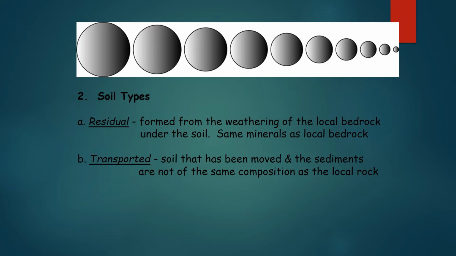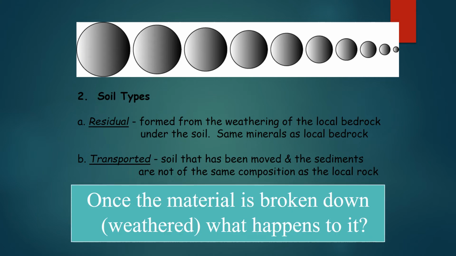A transported soil would be where, when you look at the mineral material of the soil, it does not match the bedrock below it, meaning that the mineral material in the soil came from somewhere else, was transported there by a glacier or wind or a river or something, and is sitting on top of the local bedrock, but the local bedrock did not become the soil. Other mineral pieces did.